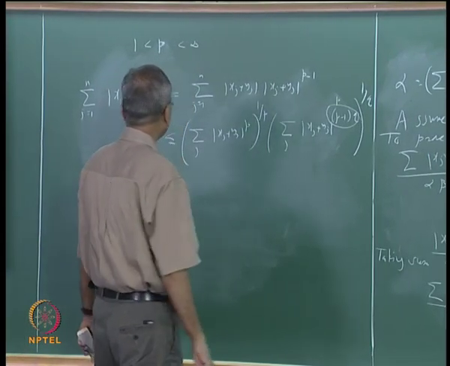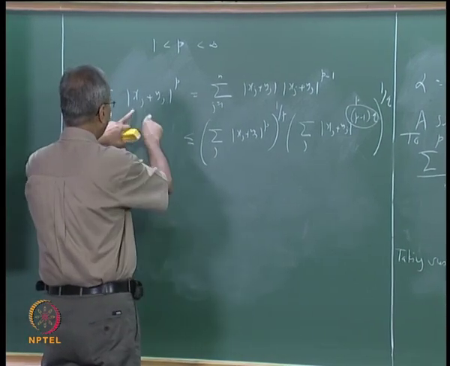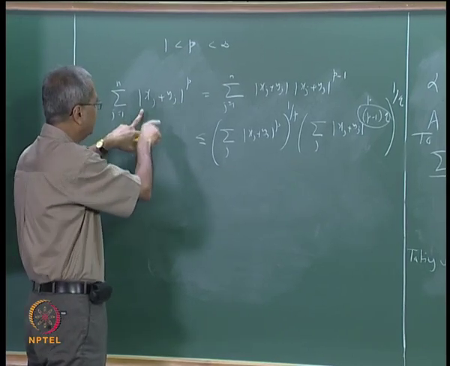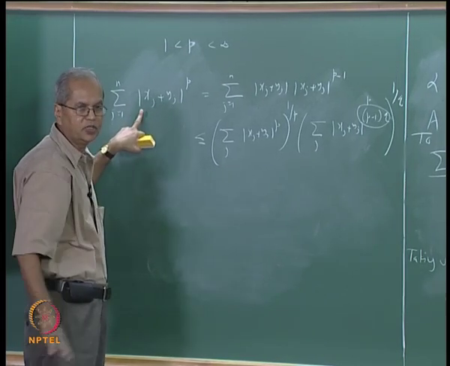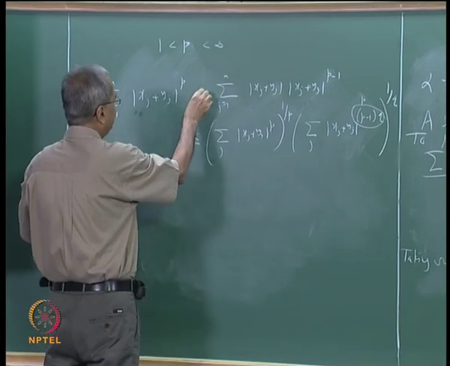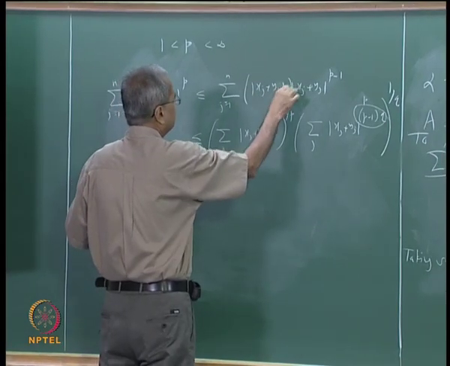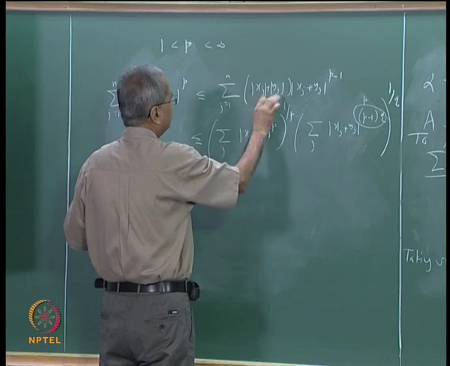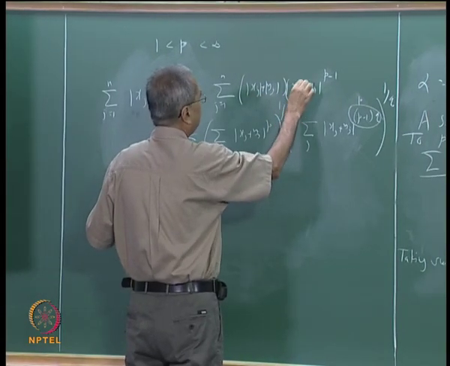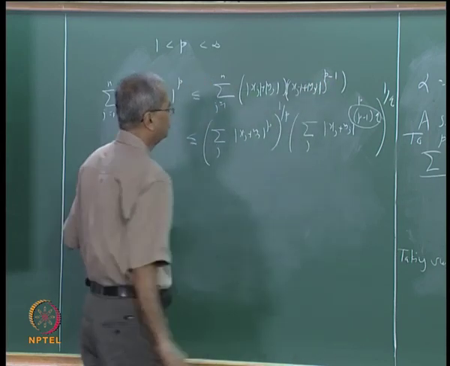I should have done one more thing before this. Okay, I will go back to this step. You see, mod xj plus yj is always less than or equal to mod xj plus mod yj, right. So instead of this equality sign I will take this less than or equal to. Then I make this first term mod xj plus mod yj, and similarly the second term also as mod xj plus mod yj, then this whole thing raised to P minus 1.